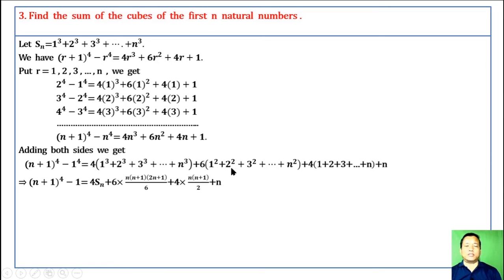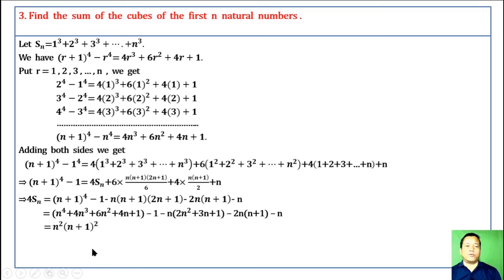Plus 6 times, which is the sum of the squares of the first n natural numbers whose value is n times n plus 1 times twice n plus 1 by 6, plus 4 into this, which is also the sum of the first n natural numbers, which is equal to n plus 1 by 2. Solving, putting 4Sn on the left hand side and the others transferred to the left, we get this.